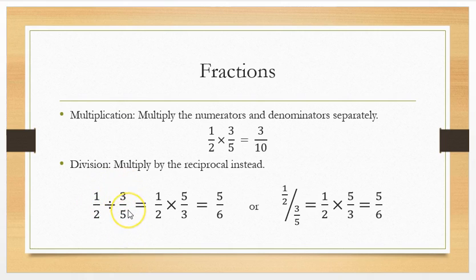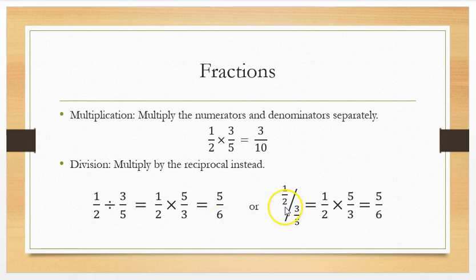So instead of dividing by 3/5, you can think of this as 1/2 times 5/3. So keep the first fraction the same, change the symbol to multiplication, flip the second fraction, and then follow the above operation of going straight across. 1 times 5, 2 times 3. See if you can simplify, but you can't in this case.